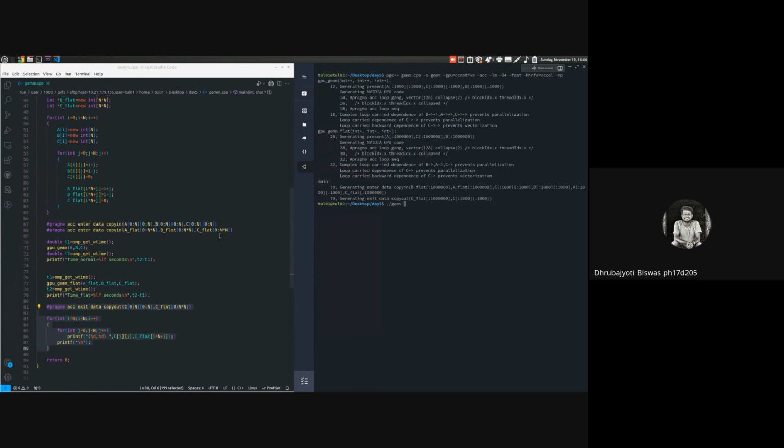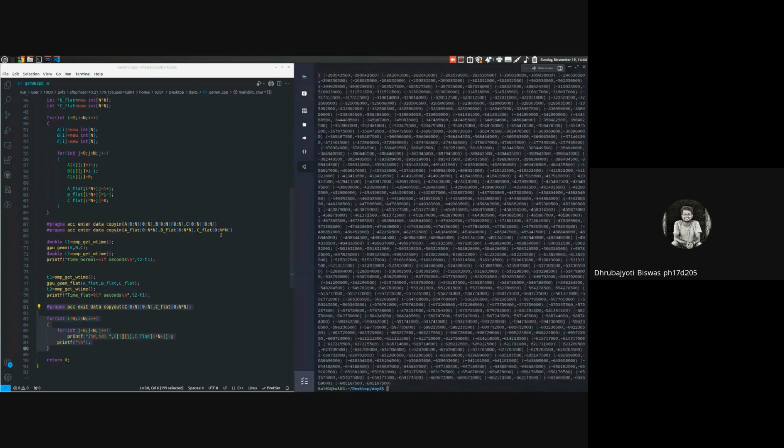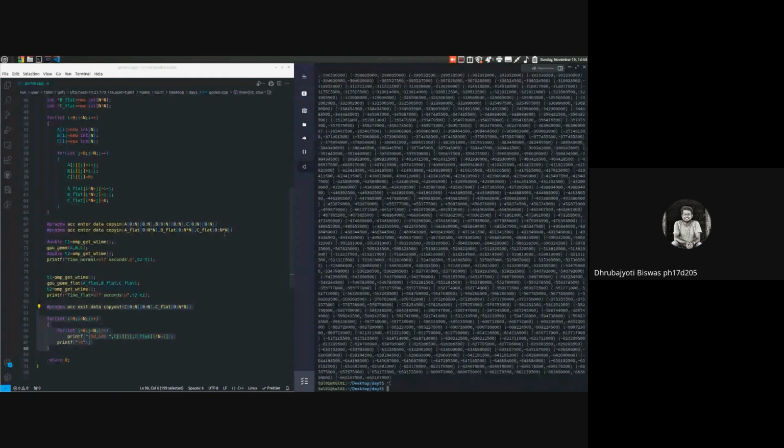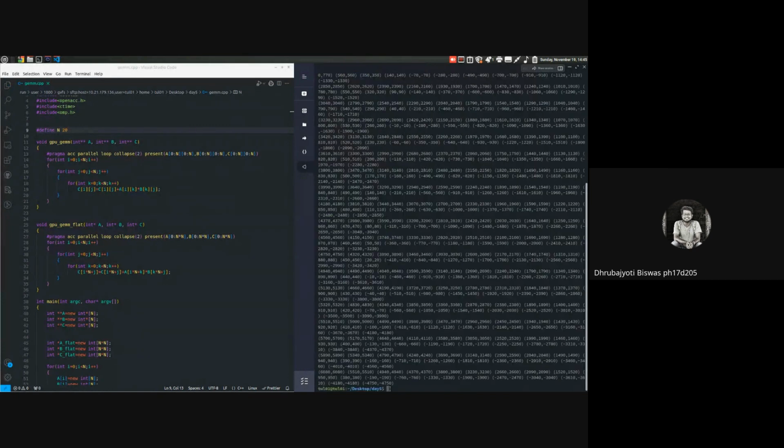So we will run GEMM. Oh my god, okay, this is printing too many things. Let me just reduce the size first. Let's do it with a 20 cross 20 matrix first. This is also too large. Let's do it with a 10 cross 10 matrix.